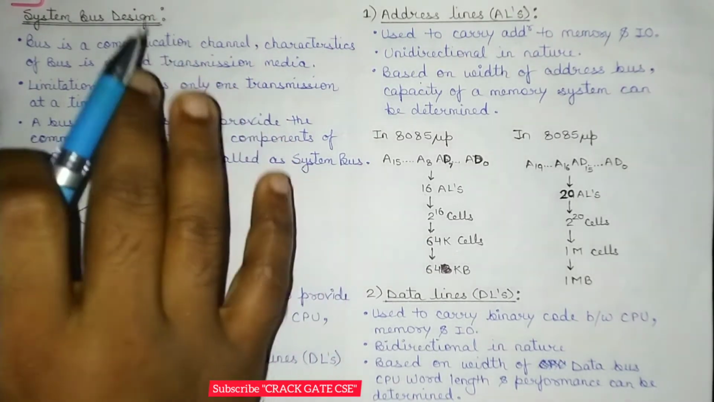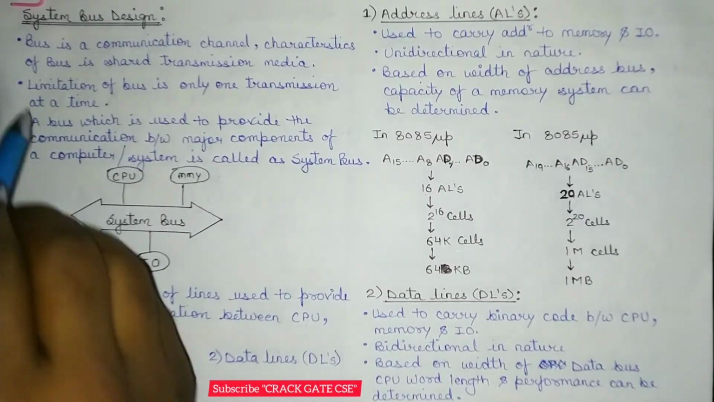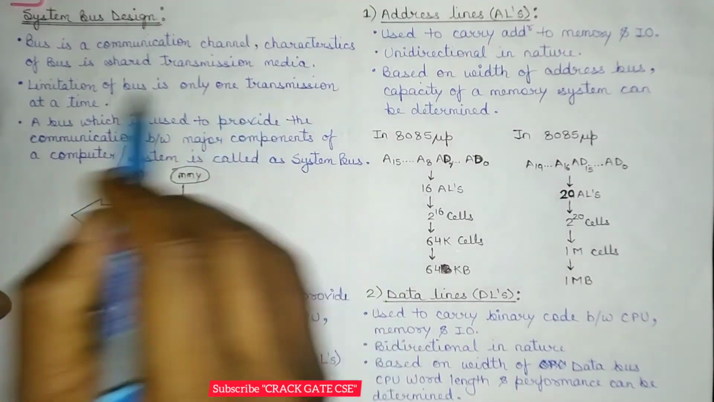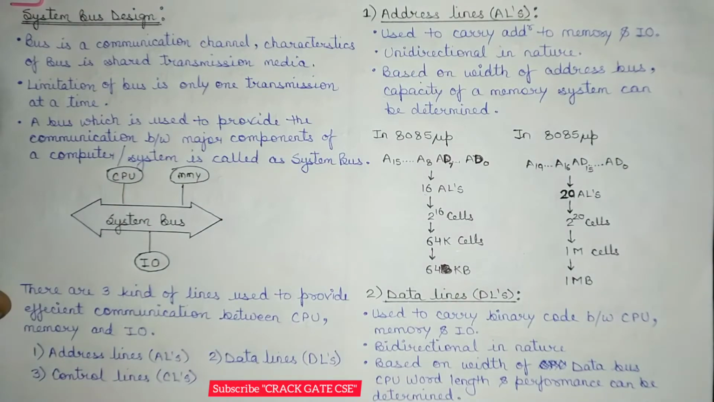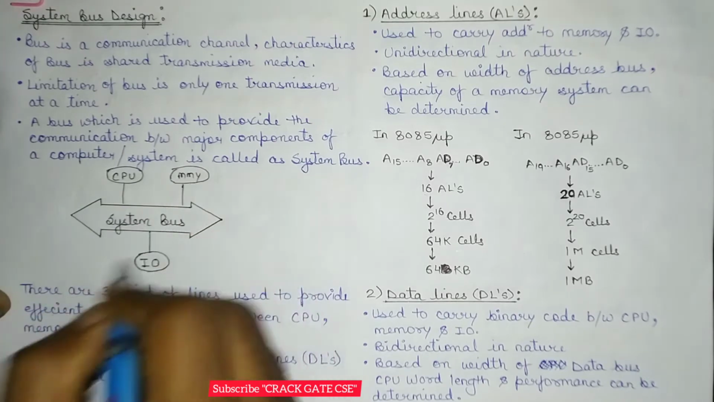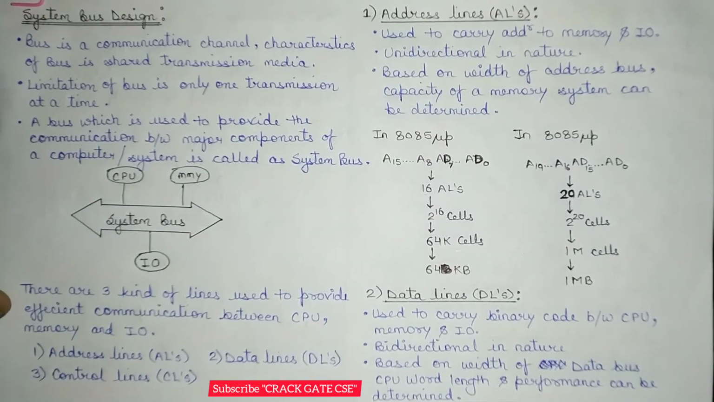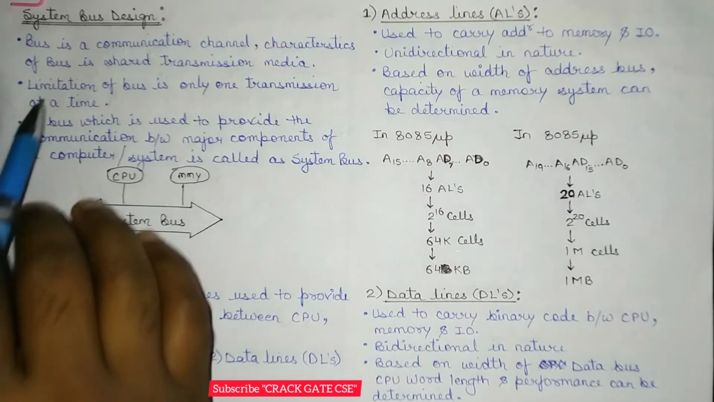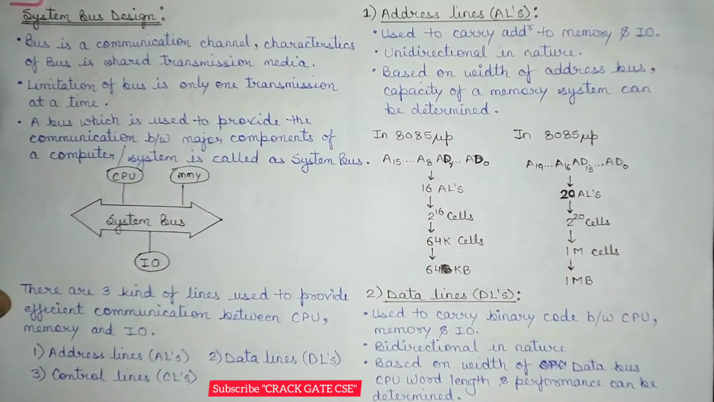Now there is one limitation of the buses with respect to the system. The limitation of a bus is only one transmission at a time. So in buses only one transmission at a time is allowed, because if we allow multiple transmissions then there will be some conflict. For example, the CPU is sending data to memory and memory is sending data to IO. Then there is a possible collision. So to avoid such collisions, we allow only one transmission at a time.